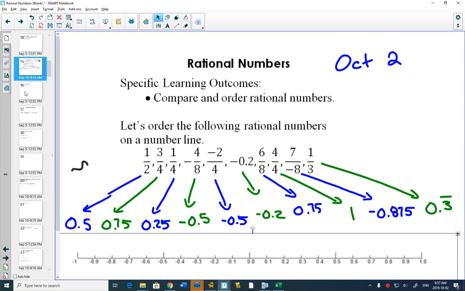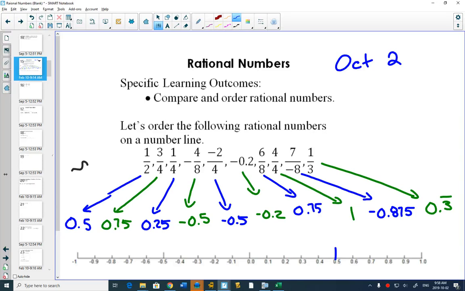So now what we can do is we can start to label where these things are. On our number line, all of our values there are in decimals. So the first number we have is a half. We can put that right there at 0.5. If you were to compare 1/2 and 3/4, you now know that 3/4 is bigger.